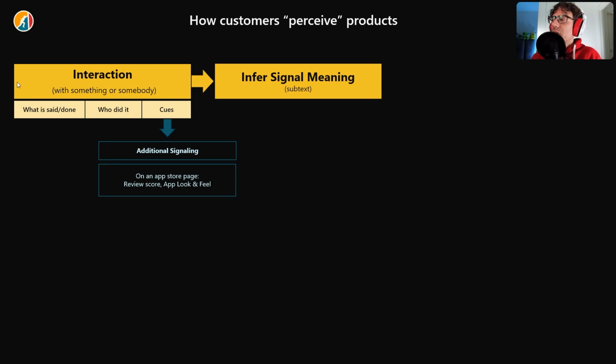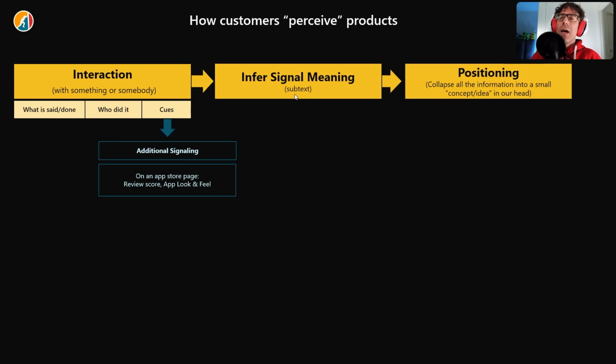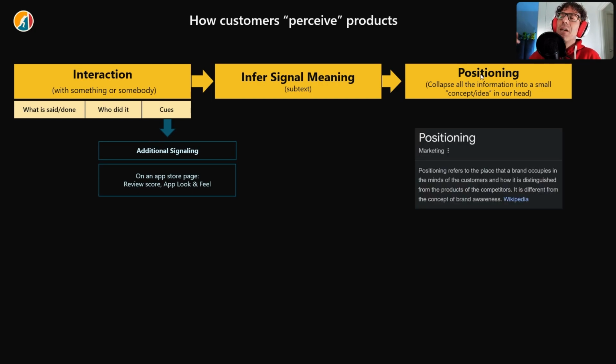Now, we are machines of collecting this data and finding the true meaning of it, reading between the lines, converting the text into the real meaning of what is going on, the subtext. So this is what is not said, but is the true meaning of that. And then we collect all of that and compress it into a single concept, a single idea, and that is the positioning. Remember, positioning is something that happens in the mind of the customer. It's the place that a brand or a product occupies in the mind of the customer, and how it is distinguished from the products of the competitors.